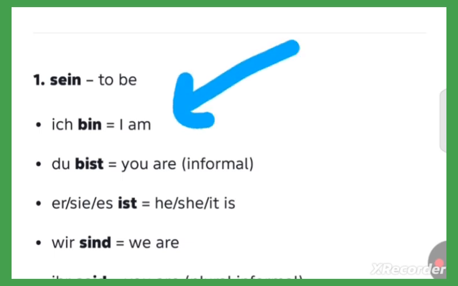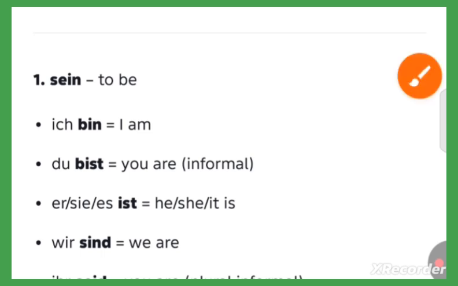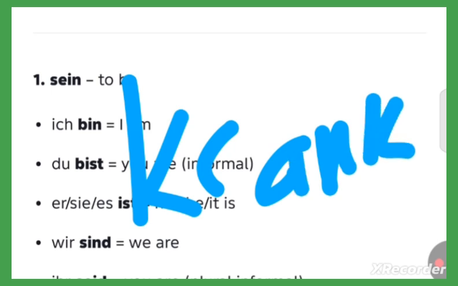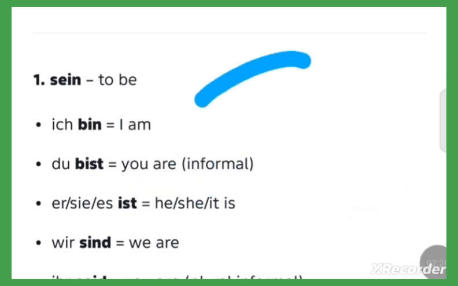Sick is krank. So for example, ich bin krank. That simply means I am sick. Ich bin krank, I am sick. So that's ich bin, I am.